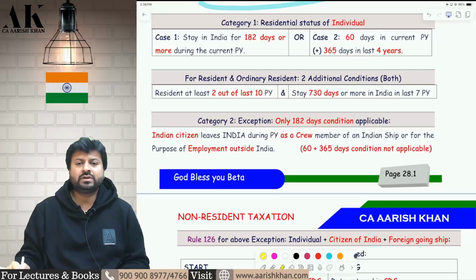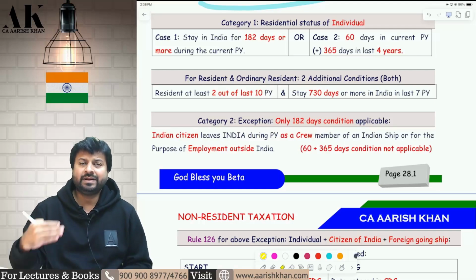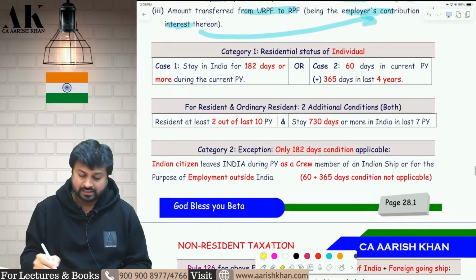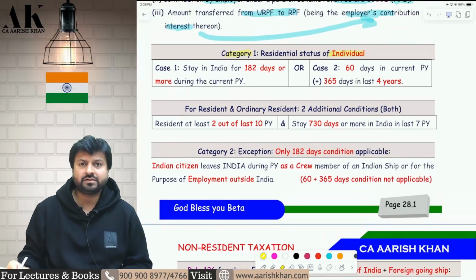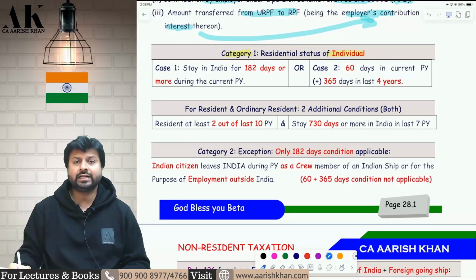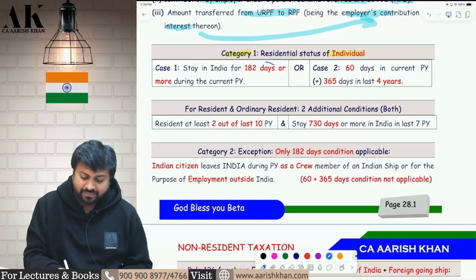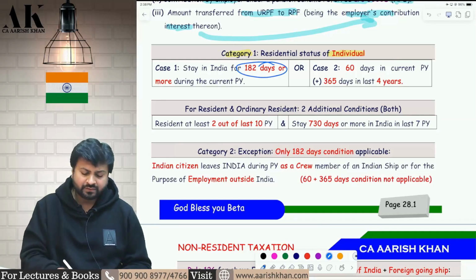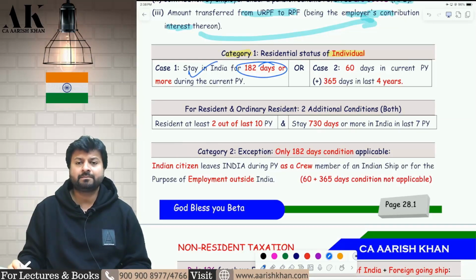So what is an individual's residential status? There are multiple categories in that: Category 1, Category 2, Category 3, Category 4. There are 4 categories for an individual's residential status. Category 1: residential status of an individual. When will an individual become resident in India? If he stays in the previous year, that is the previous year 24-25, our current previous year, in India for 182 days or more, then he is resident.